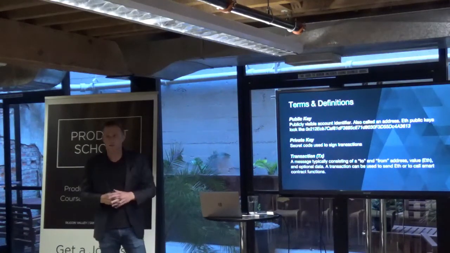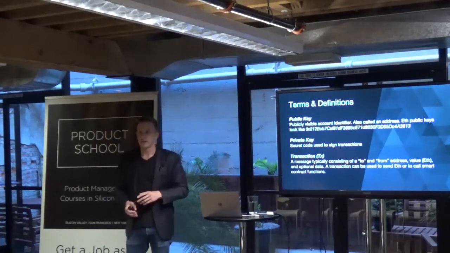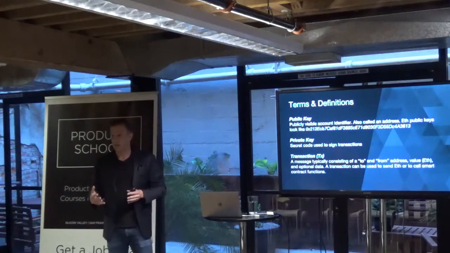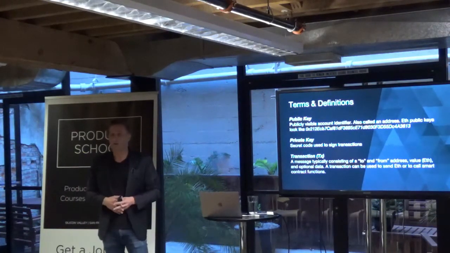One of the foundations of blockchain is all the transactions, and the way to think about it is it's a message. It typically consists of a to and from address, some value, so if you're sending some ETH or Bitcoin, it'll have a value. And you can also attach some data with it. So it's some kind of signal, or it can even be used to call functions on a smart contract.